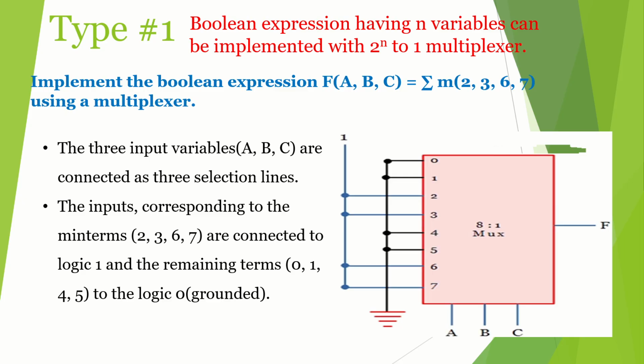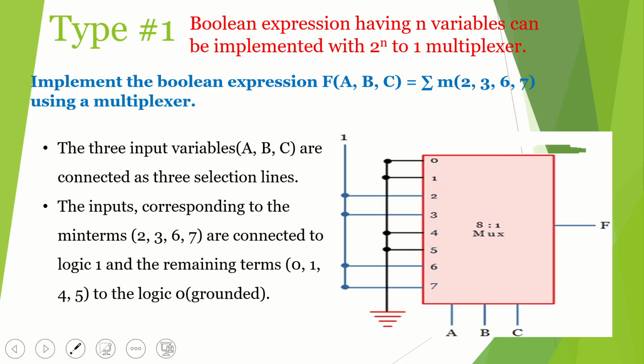Look at this diagram. So we have A, B, C. There are 3 variables. In the same way, in the block diagram, all 3 variables are selected as selection inputs. Then the min terms 2, 3, 6, 7. So these min terms are connected with logic 1 and logic 0. So 2, 3, 6.